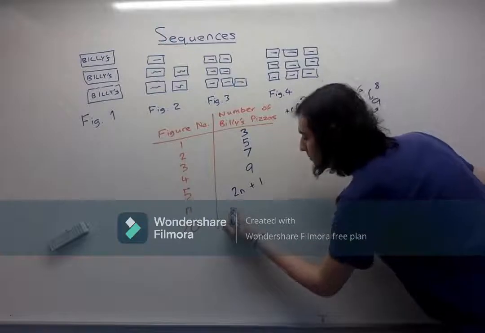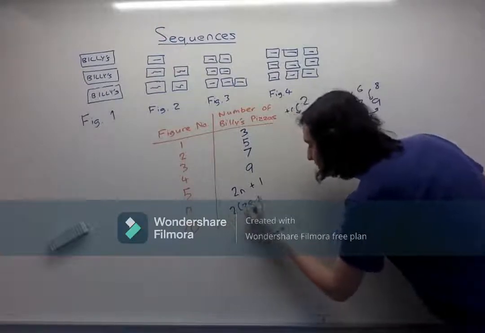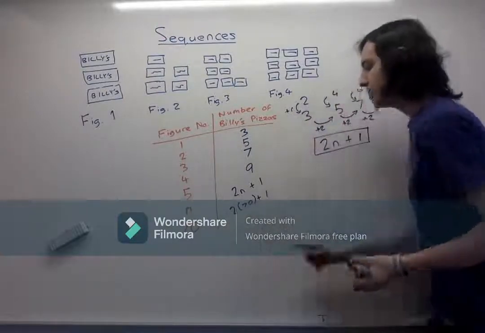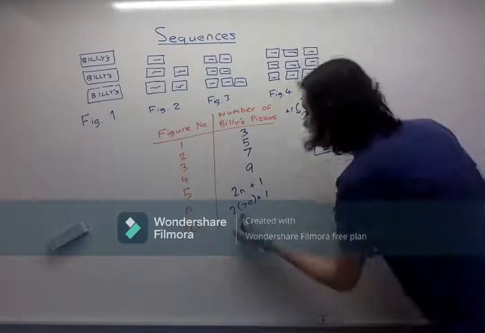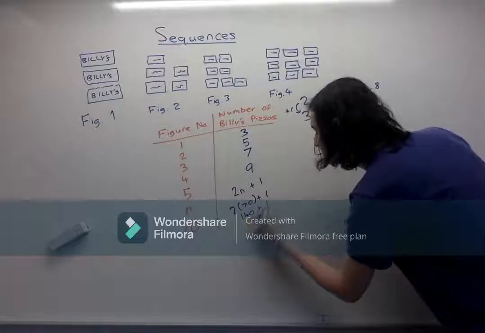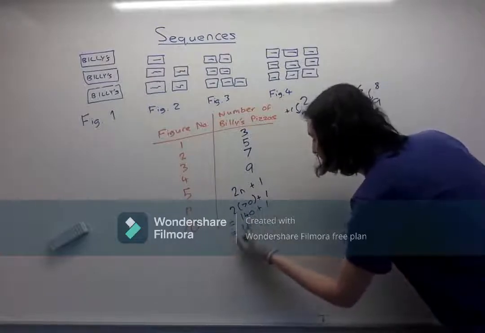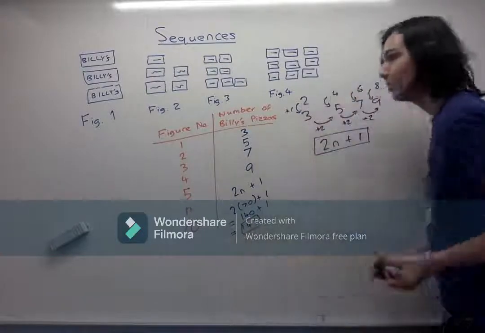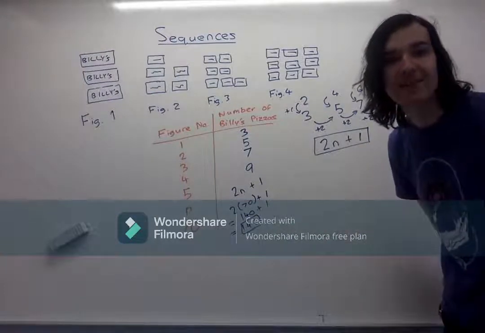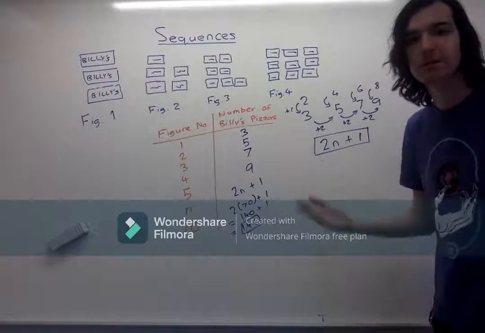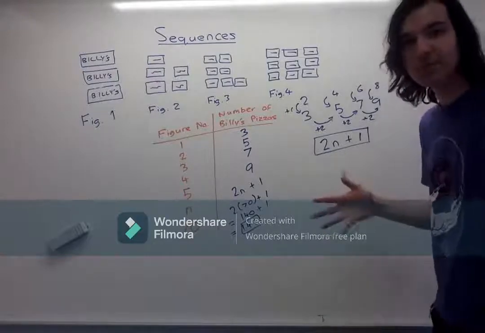So here's a little bit of working. Oops, there's a bracket. 2 times (70 plus 1). Well, it's 2 times 7 with a 0 on the end, so that's 140. Plus 1. Put an equals there just to indicate what it is. 141. There we go. So 141 Billy's Pizzas are waiting there for you to feast on or whatever. So that's how this works.